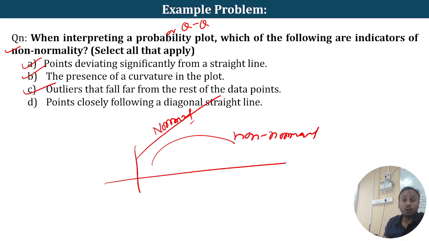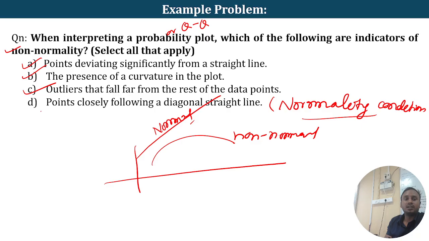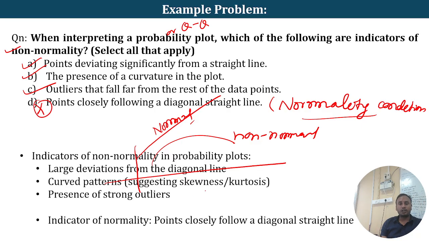Points closely following the straight line means they satisfy the normality condition, so this can't be the option. So indicators of non-normality in the probability plot are a large deviation from the straight diagonal line, a curved pattern suggesting skewness or kurtosis, and the presence of strong outliers. An indicator of normality is points closely following a diagonal straight line.